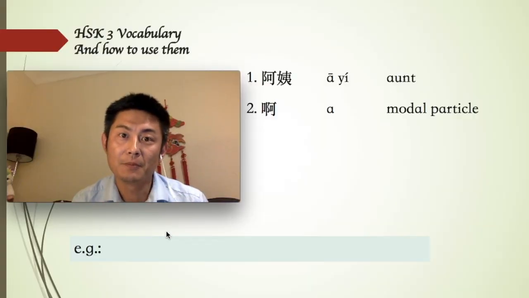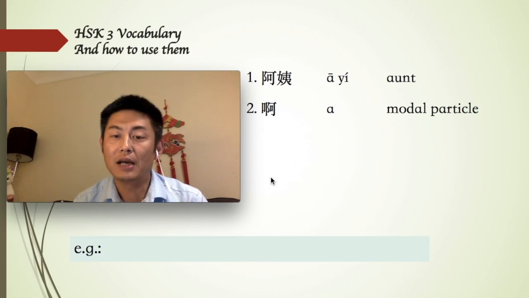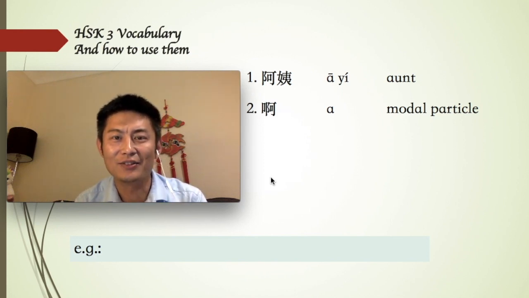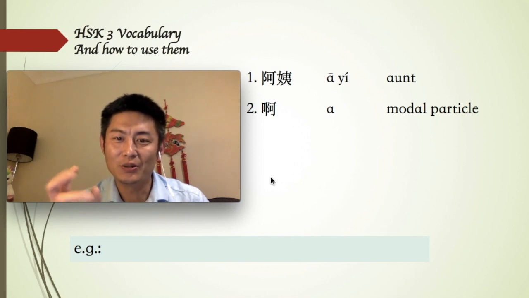If you can do that. If I put 阿姨 and 啊 in one sentence, 阿姨呀, like if you see your 阿姨, it's like, oh, 阿姨呀, auntie, right? So that's what you can do, put them together.